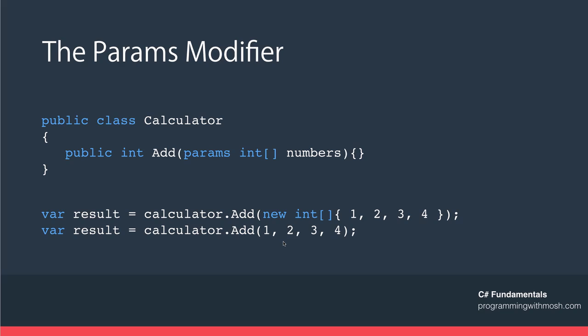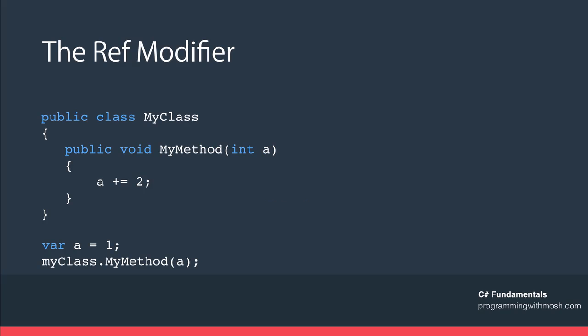And that's simpler. Again, this is not something that you use all the time, but if you have situations where your method might need a varying number of parameters, you can use the params modifier to make it easier for the consumer of that method to call that method.